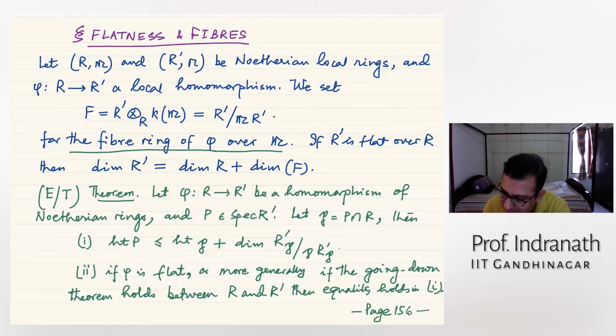One more result which I would be talking about now. So, quick recapitulation: if you have a local homomorphism of Noetherian local rings, this is how we define the fiber ring, the fiber ring of phi over m, and r dash is flat over r. Then you have this equality.